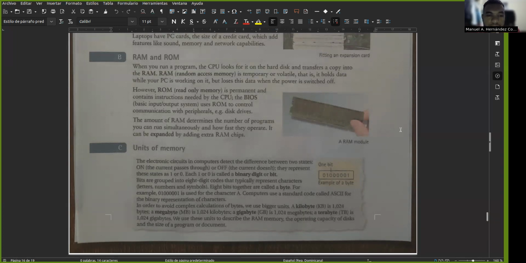Con el fin de evitar calculaciones complejas de bytes, se utilizan unidades más grandes. Un kilobyte, que son 1024 bytes, un megabyte, que es 1024 kilobytes, un gigabyte, que es 1024 megabytes, un terabyte, que serían 1024 gigabytes. Nosotros utilizamos estas unidades para describir la memoria RAM, la capacidad de operación de los discos y el tamaño de un programa o documento.